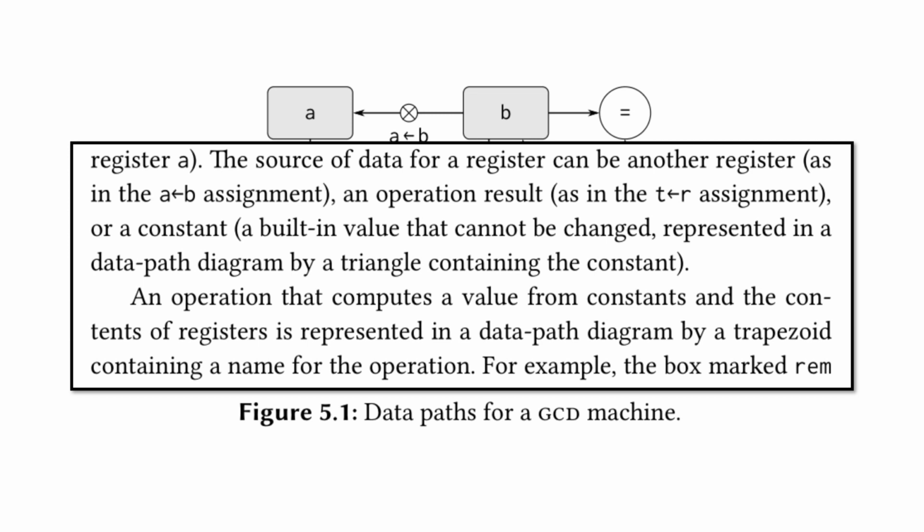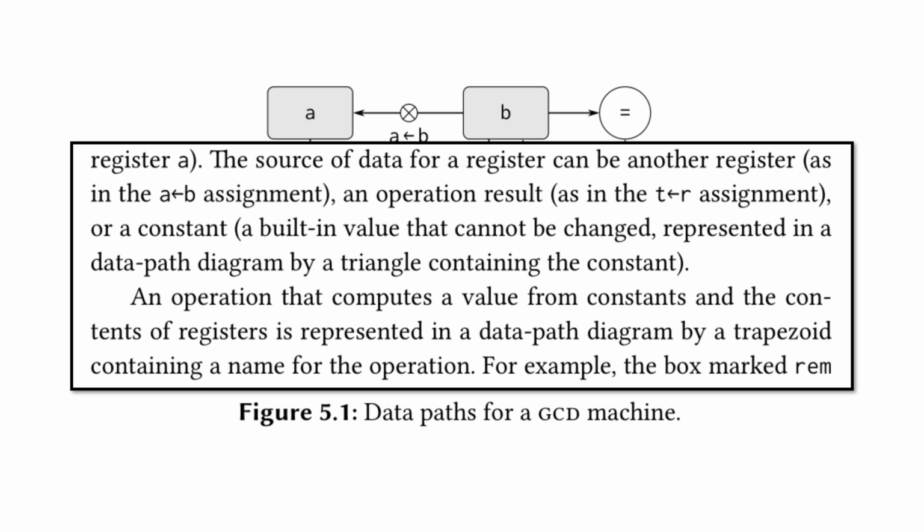The source of data for a register can be another register, as in the B to A assignment, an operation result, as in the R to T, so R is for the remainder operation, which then stores the result in the register T assignment, or a constant. And this is important because it gives you an extra piece of information, a built-in value that cannot be changed, represented in the data path diagram by a triangle containing the constant.